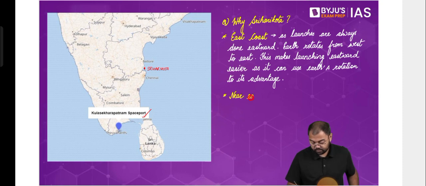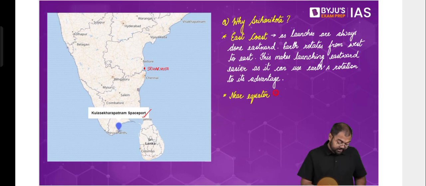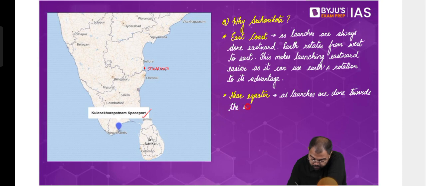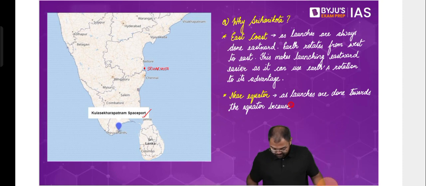It is near equator. Now, how is this significant? Because the launches, again, here you'll see that the launches are done towards the equator. All right. The launches are done towards the equator. And do you know why? Well, why towards the equator? Many of you know the answer.